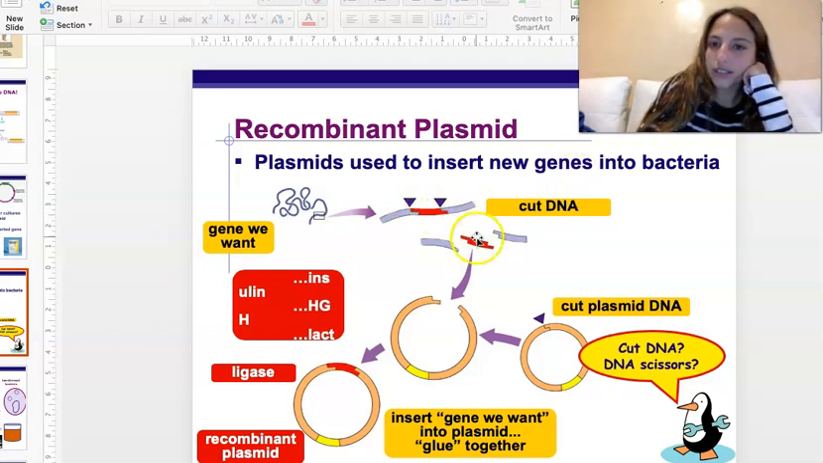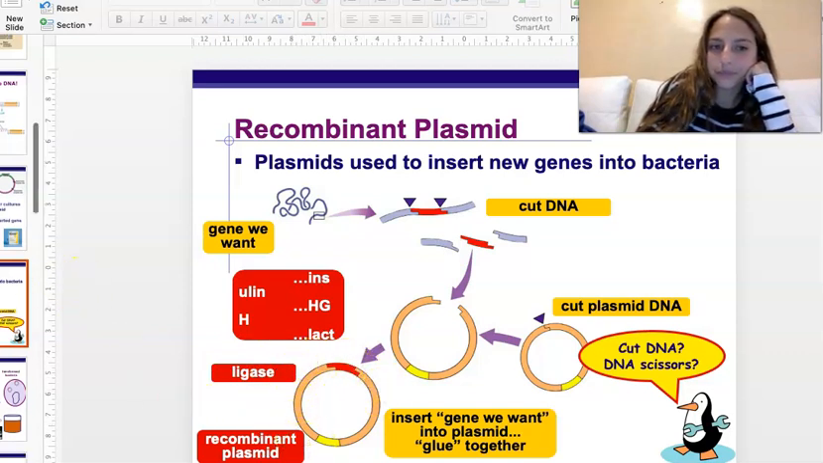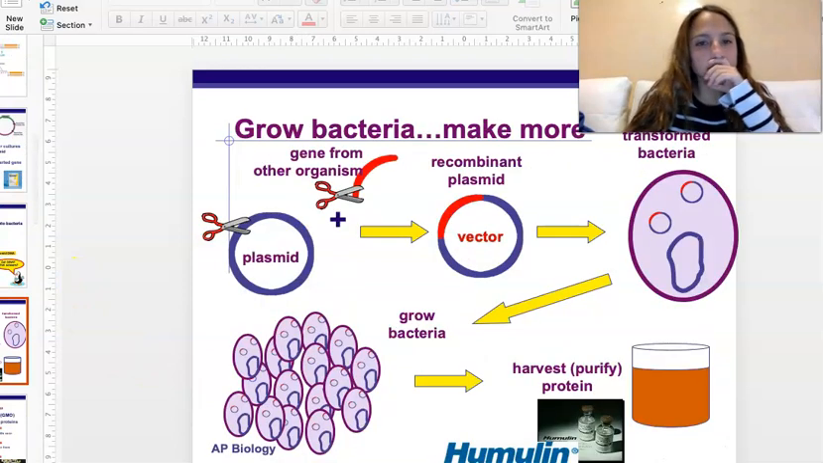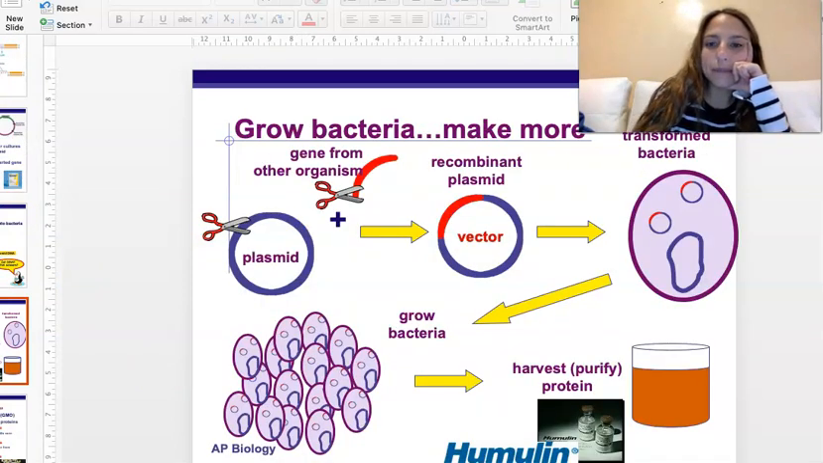You cut the DNA, you insert the gene of interest into your plasmid, and now the plasmid is going to have that gene of interest. Of course, when you insert something into the DNA, you need to make sure that it binds to that DNA. So you're going to use the ligase in order to bind that new inserted gene into that plasmid. Okay, so this is just an overview again.